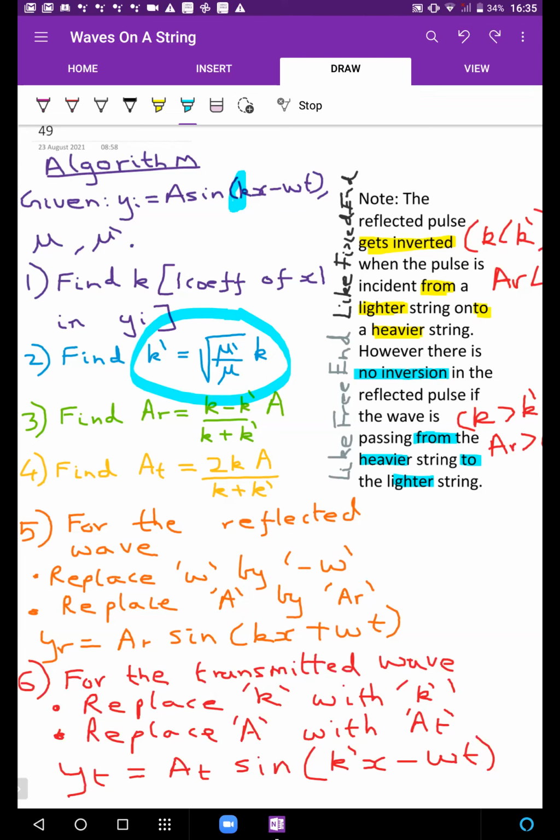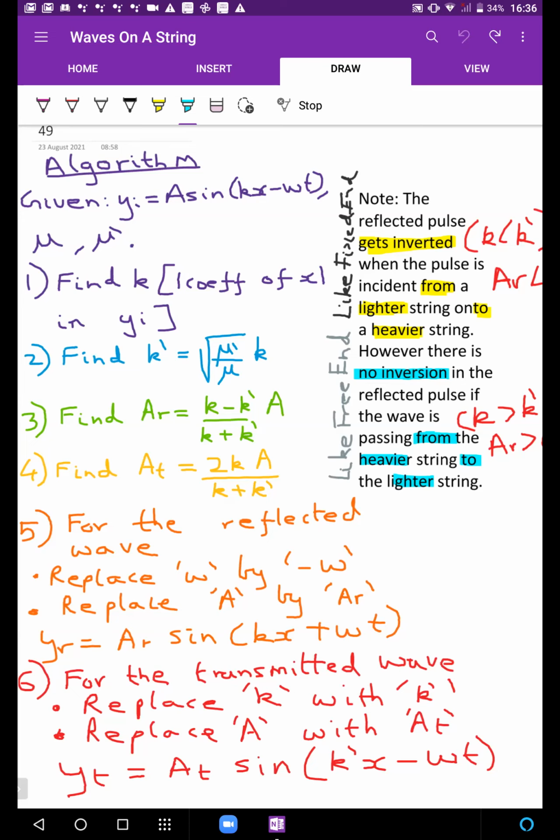Now that you have all of this, उसके बाद for the reflected wave, ये जो original equation था उसमें replace omega with minus omega because the reflected wave goes in the opposite direction. Make sure not to randomly replace k with minus k. That changes the function as well. Just replace omega with minus omega. And then replace a with ar.